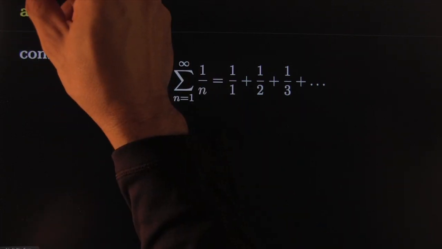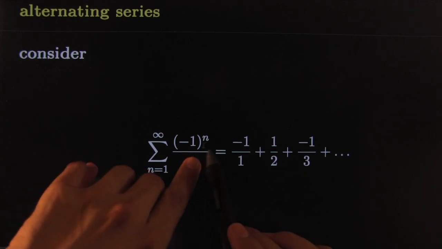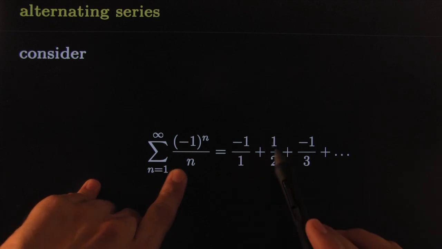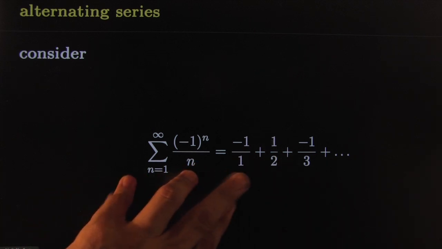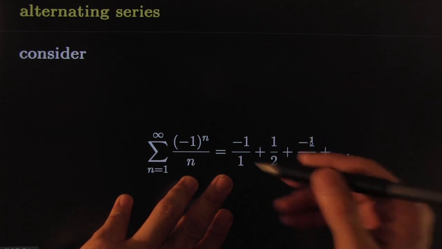So if you consider the alternating sum, that would be this one. They're characterized a lot of times by this (-1)^n. That forces even numbers to give you a positive term. For the odd ones, it gives you a negative term. And so you get the alternatingness from it.